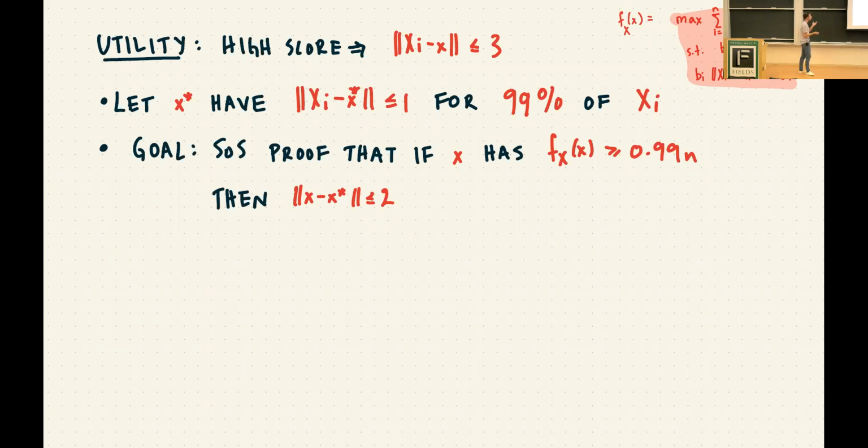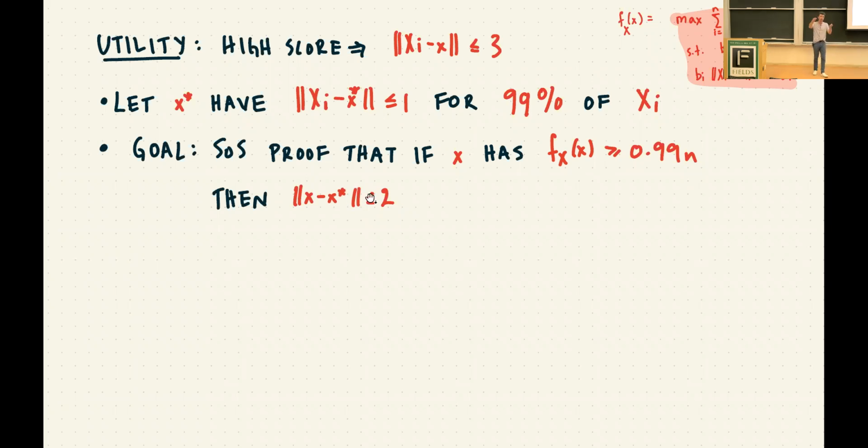So let's do it. So what does utility mean? And again, I really apologize for screwing up the constants. But what does utility mean here? Utility means that if you have a high score, then you're close to a lot of xi's. Okay, and here's how I'm going to express that. Well, in order for the utility guarantee of the algorithm to make sense, I needed to assume there was some point that is close to a lot of xi's, some high scoring point. So let's let x star be that point. Let's let x star be close to 99% of the xi's, where close means distance 1. And my goal now is an SOS proof that if x has high score, like score at least 0.99n, then x is close to x star.